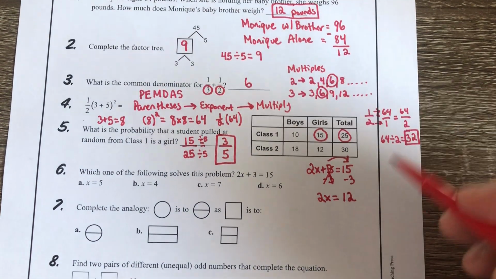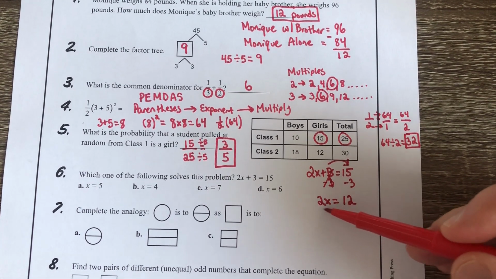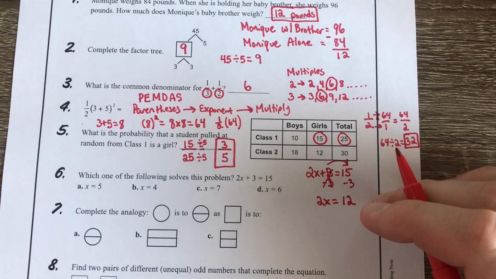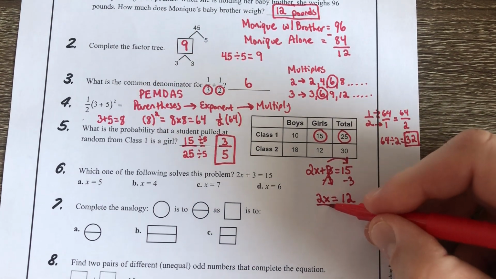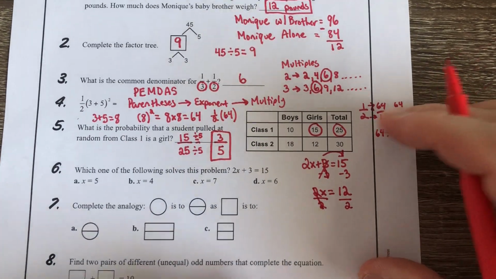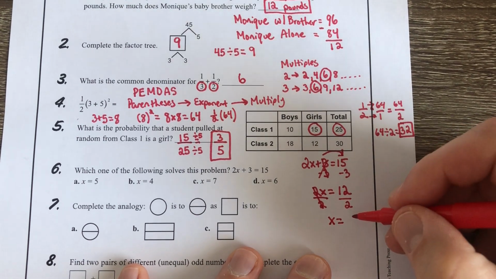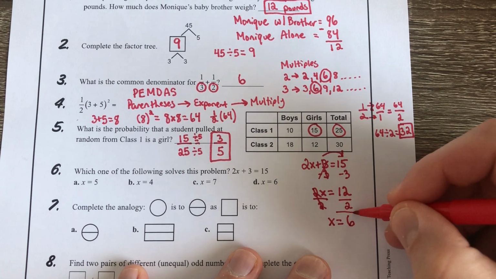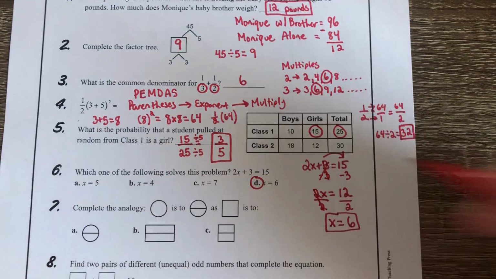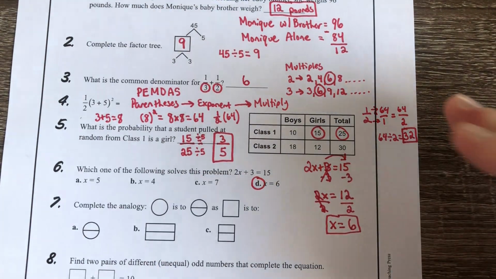Now my last step is I have to get rid of this 2. Well, this 2 and the x next to each other means multiplication. So I want to do the opposite of that. Well, what's the opposite of multiplication? Well, that's division. So we're going to divide by 2. So those 2's would cancel each other out there. So I'm left with x on this side. And then 12 divided by 2 would be 6. So I have my answer. X would need to be 6, which is answer D. So 6 is the number I would put in for x to make that equation true.